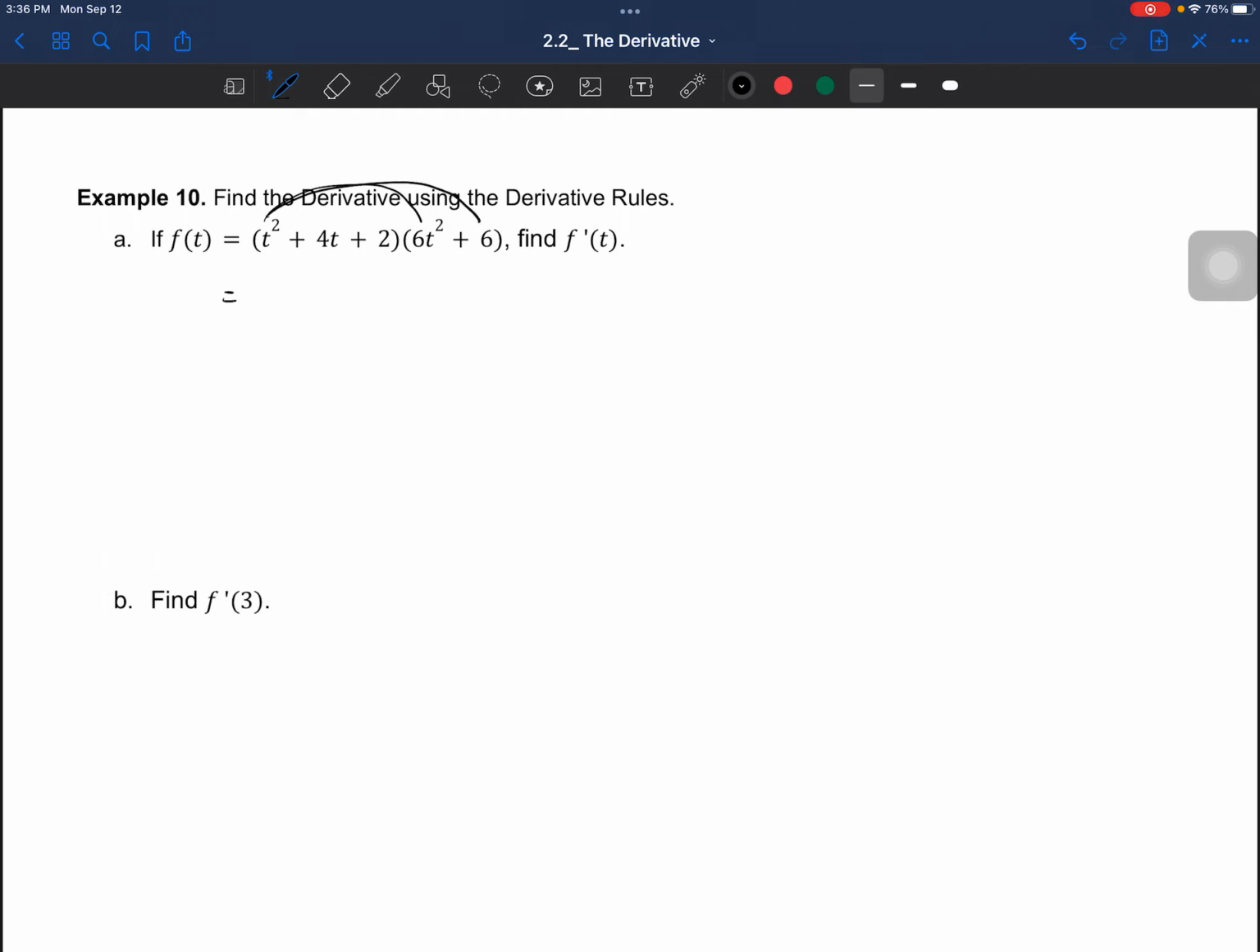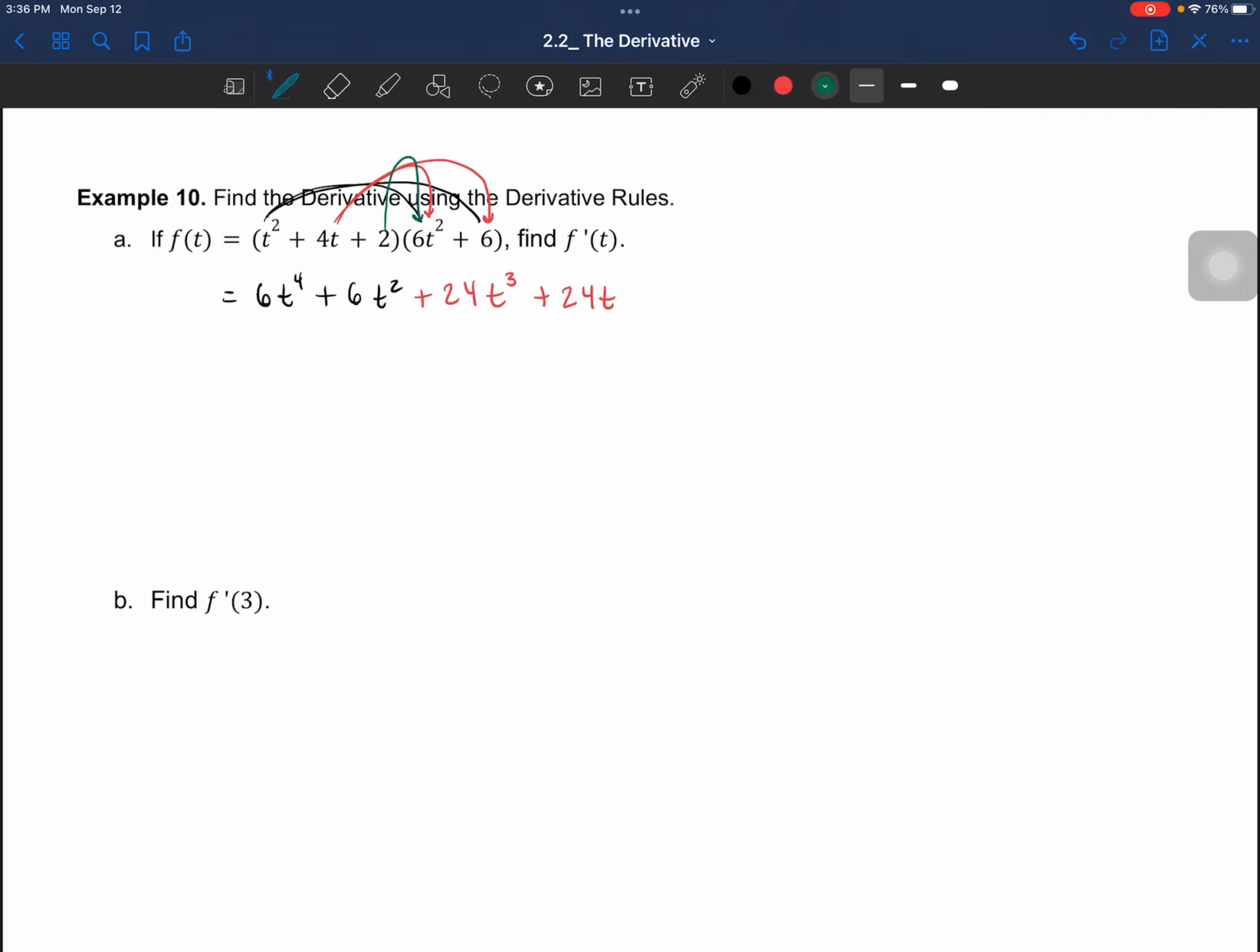So let's go ahead and do that. We're going to use distribution to multiply those two. So that will be 6t to the fourth plus 6t squared. And then we're going to do the same thing now with the 4t. So we're going to multiply that here and there. So that'll be plus 4 times 6 is 24, t times t squared is t to the third, plus 4t times 6, that's 24t.